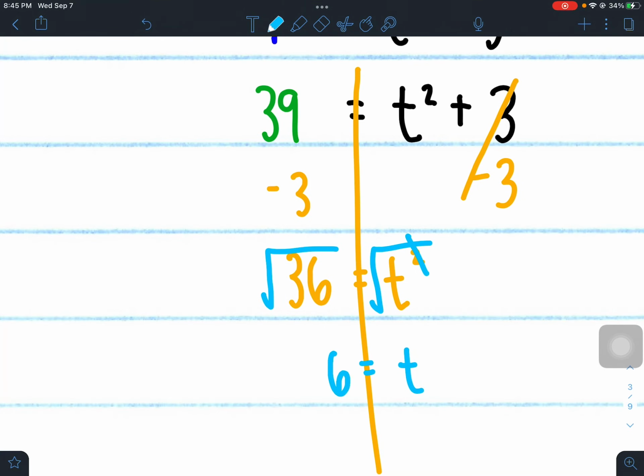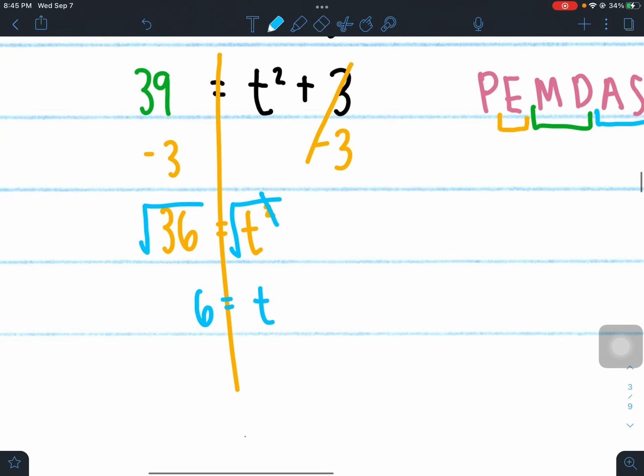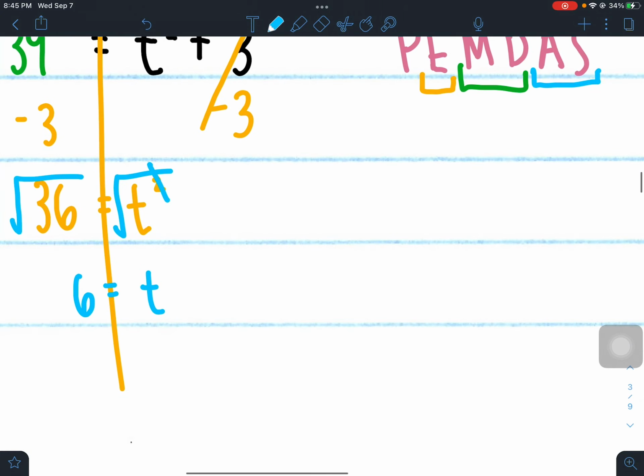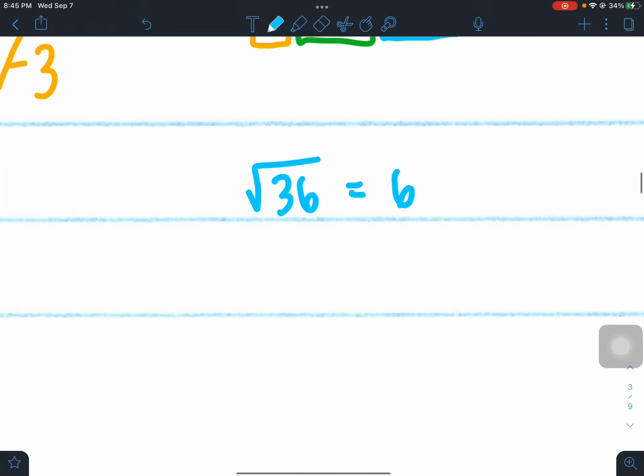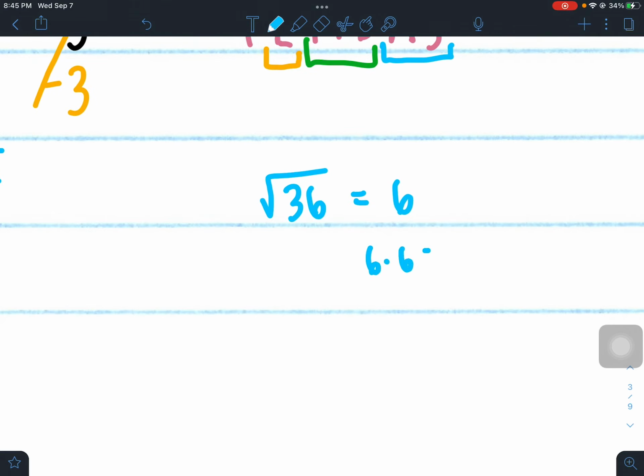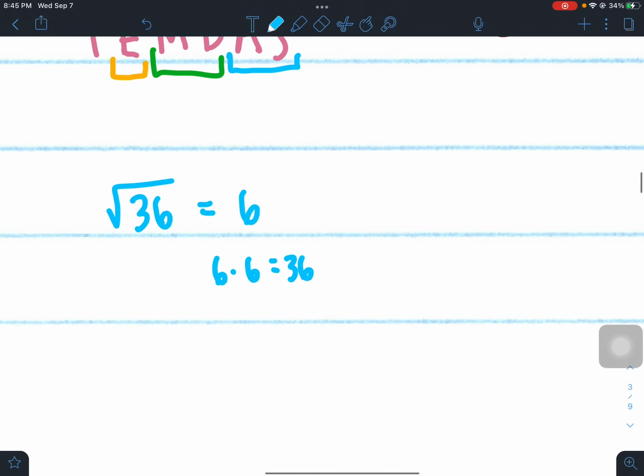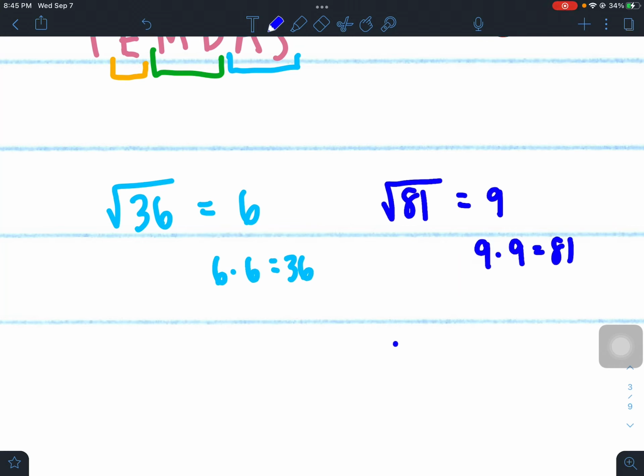So t equals 6. However, you technically have two answers here. So let's talk about what square rooting something means, right? Because why is the square root of 36 6? Well, the square root of 36 is 6 because 6 times 6 is 36. Because the same number times itself gives me 36, so the square root of 36 is going to be 6 here. Well, then what's the square root of 81? Square root of 81 is 9. Why is it that? Because 9 times 9 is 81.